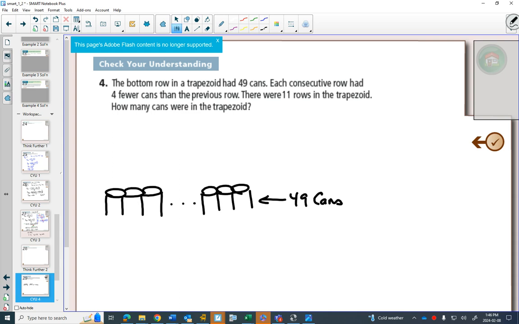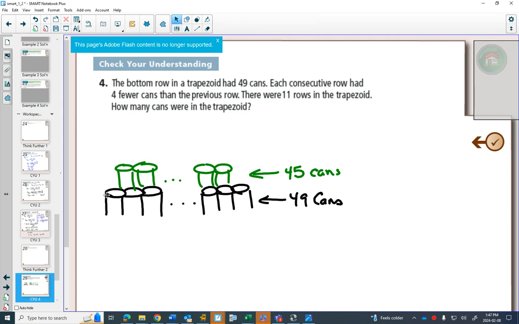And then the next row has 4 fewer cans. Does it make sense that that one would have 45 cans? And it goes up, dot, dot, dot, dot, to have 11 rows.